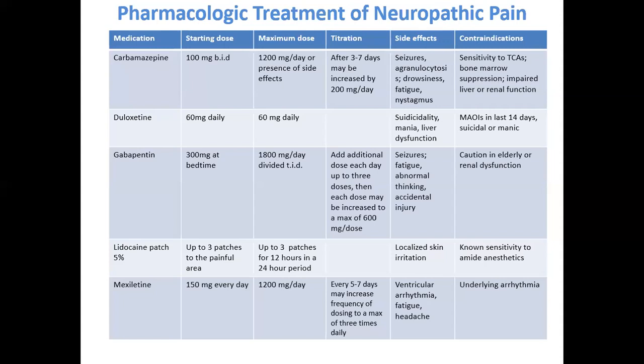Now, look at the contraindications. If a patient has any sensitivity to any of the tricyclic antidepressants, bone marrow suppression, impaired liver or renal function, most of the patients we deal with might have some issues with impaired liver or renal function, and you might not go all the way to 1200 milligrams.